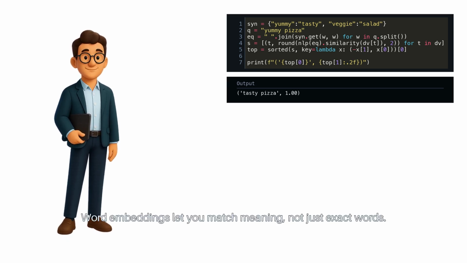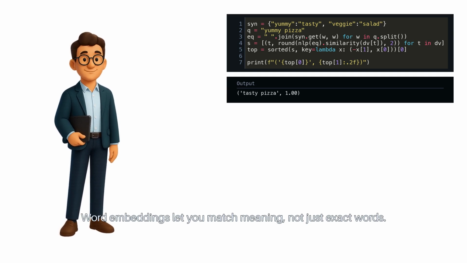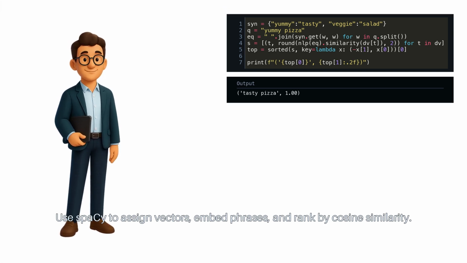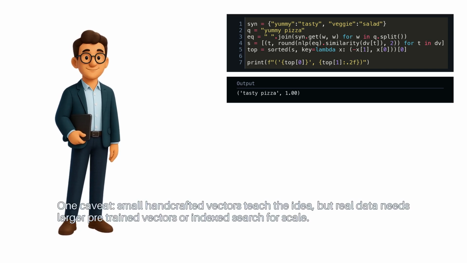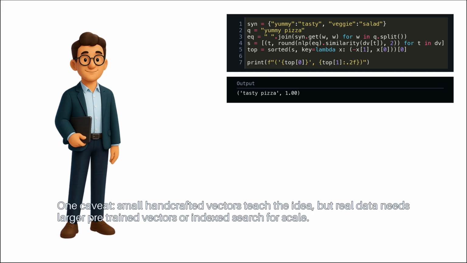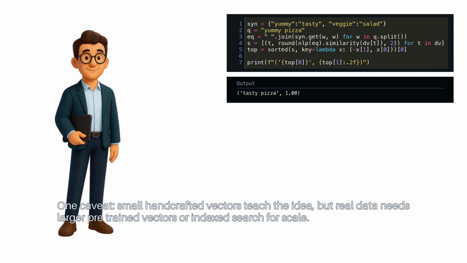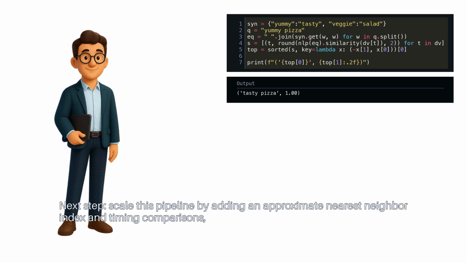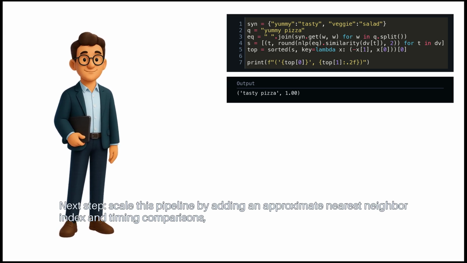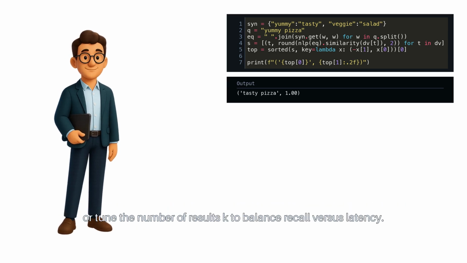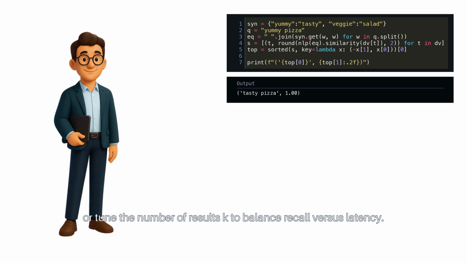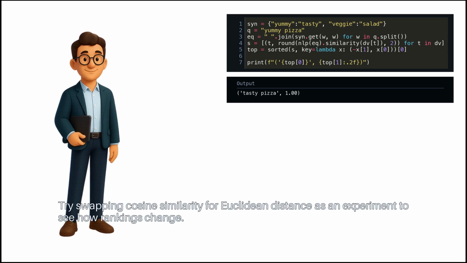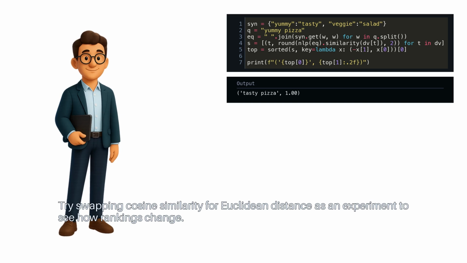Recap: word embeddings let you match meaning, not just exact words. Use spaCy to assign vectors, embed phrases, and rank by cosine similarity. One caveat: small handcrafted vectors teach the idea, but real data needs larger pre-trained vectors, or indexed search for scale. Next step: scale this pipeline by adding an approximate nearest neighbor index and timing comparisons, or tune the number of results K to balance recall versus latency. Try swapping cosine similarity for Euclidean distance as an experiment to see how rankings change.